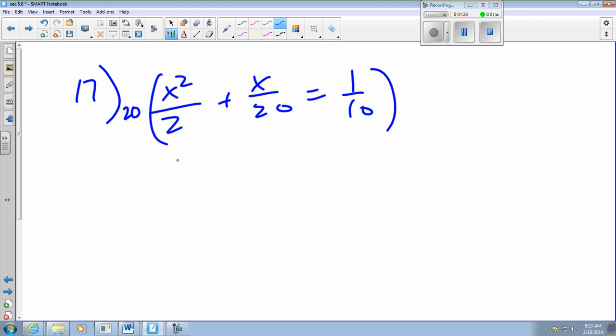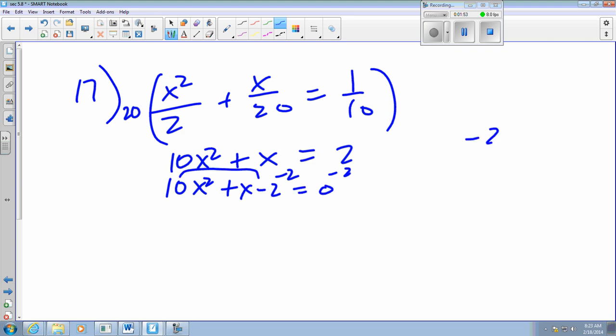10 times x squared gives me 10x squared. 20 divided by 20 is 1. 1 times x is x. And 20 divided by 10 is 2. 2 times 1 is 2. Now we can't do anything until we get one of the sides to equal 0. So I'm going to subtract 2, subtract 2. Then we can start the factoring.